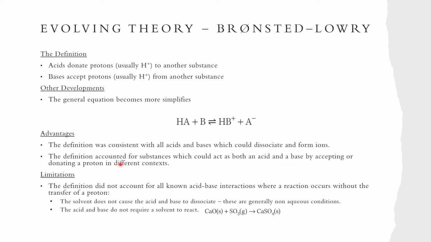And the definition accounted for substances that could act as both an acid and a base. So there were some substances that people started to realize could have acid behavior and could have base behavior. And what that essentially means is they're capable of donating and accepting protons at different times in different contexts. This is a concept that we'll look at in a few more videos. But Bronsted-Lowry theory does account for those particular chemicals that can do both. However, there were still limitations.